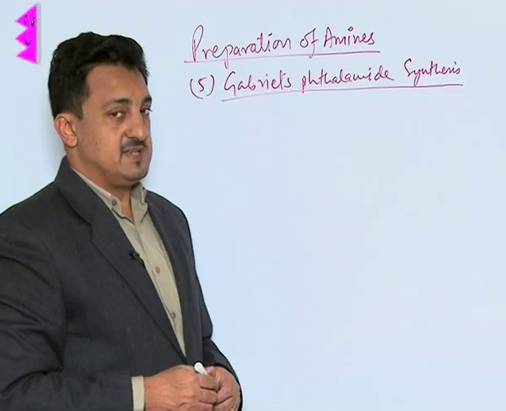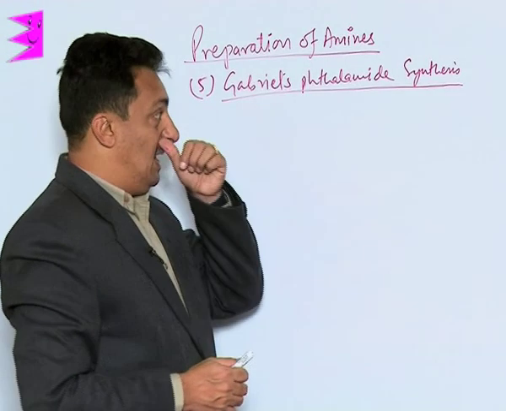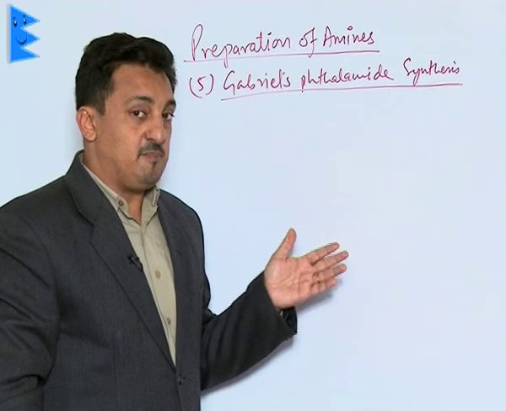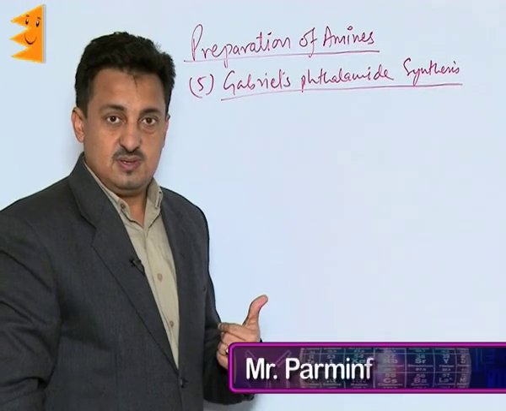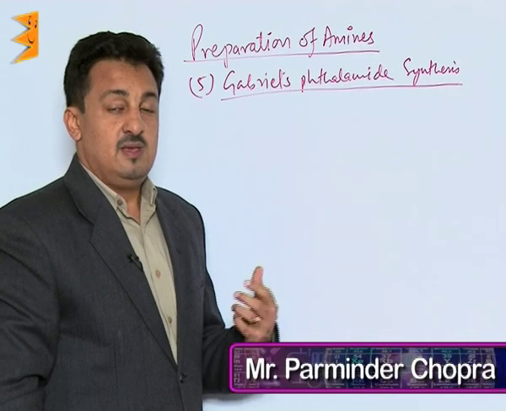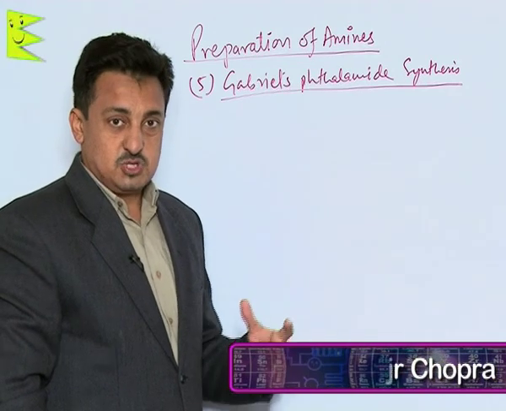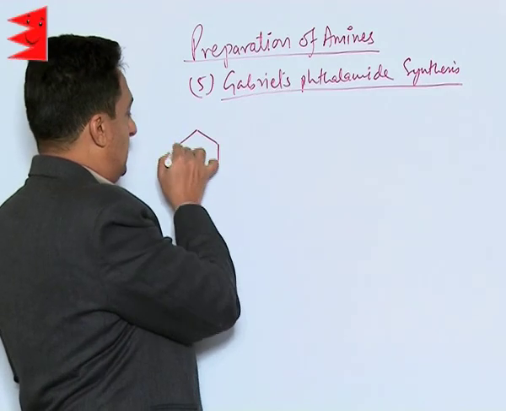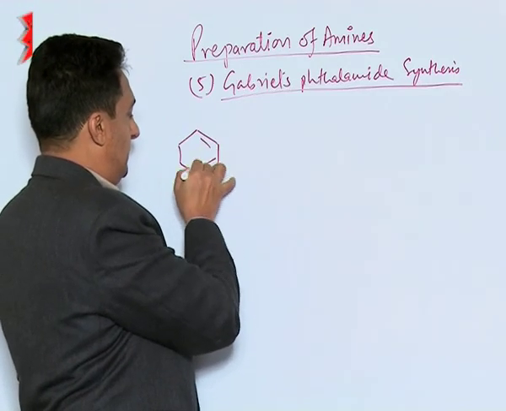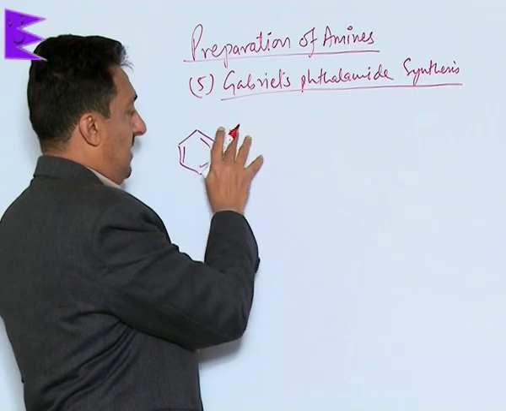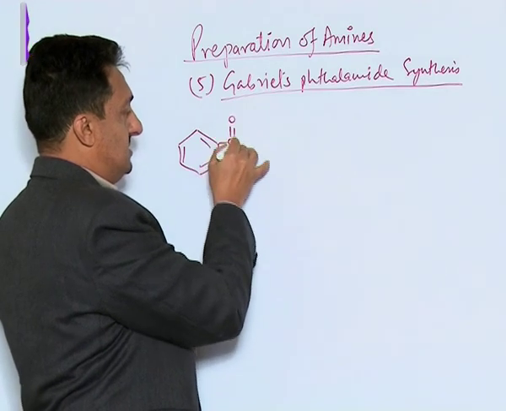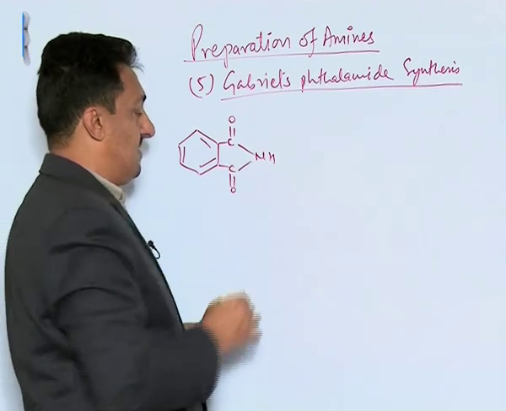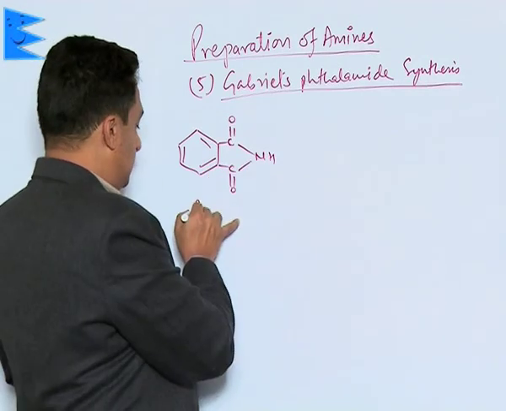The next method is called Gabriel phthalimide synthesis. It's one of the industrial methods of preparing primary amines of our own choice. Yes, we can prepare amine with whatever alkyl group attached to it, of our own choice. How? See, it involves phthalimide. Phthalimide is the amide of phthalic acid. This phthalic acid's amide is called phthalimide.